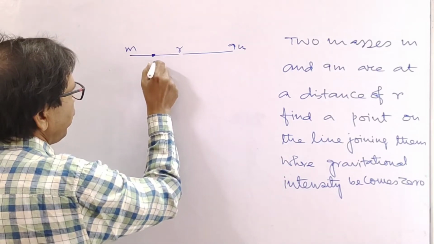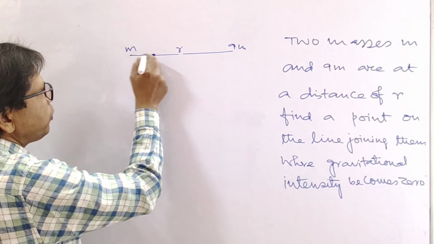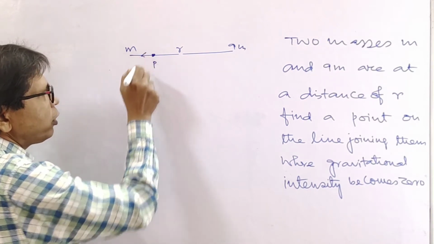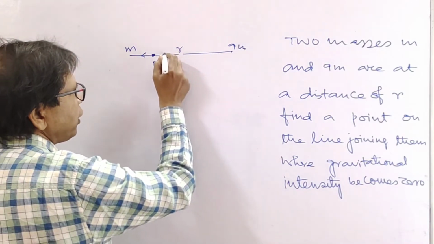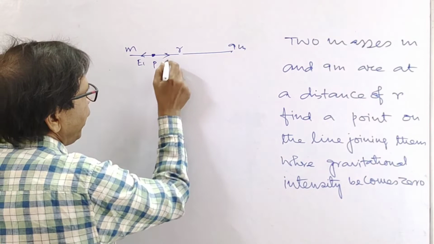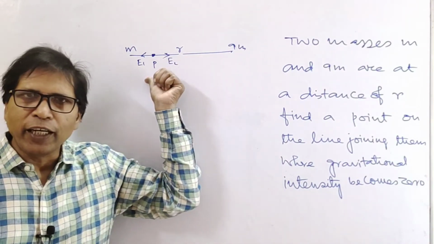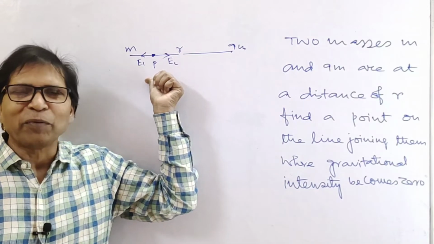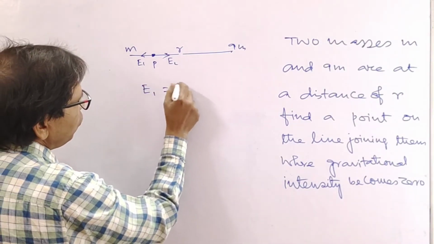Suppose this is the point where gravitational intensity is 0. Now gravitational intensity at this point due to this mass is directed along this direction, and gravitational intensity due to this mass is directed along this direction. If this is E1 and this is E2, and E1 equals E2, then gravitational intensity at this point becomes 0.